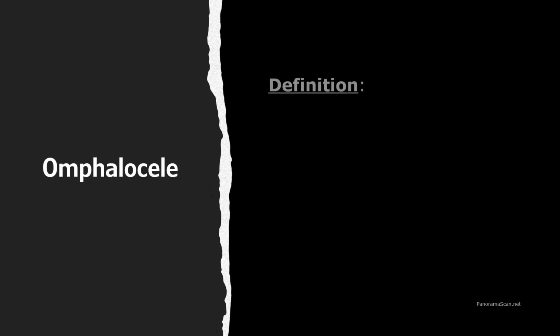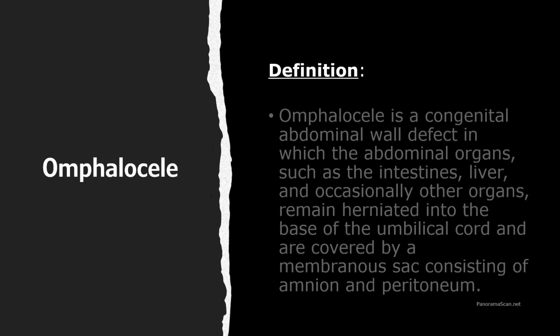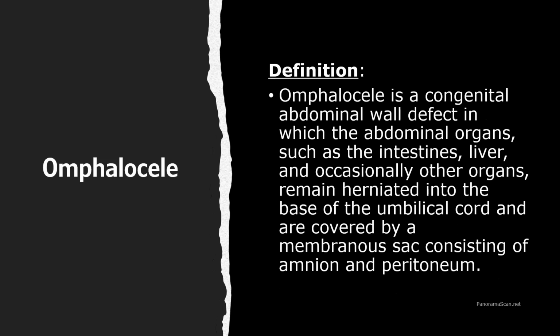Let's discuss omphalocele, a congenital condition involving the abdominal wall. An omphalocele occurs when abdominal organs such as the intestines, liver, and sometimes other structures fail to return to the abdominal cavity during development. Instead, these organs remain herniated into the base of the umbilical cord.